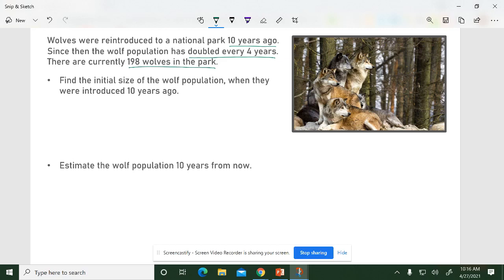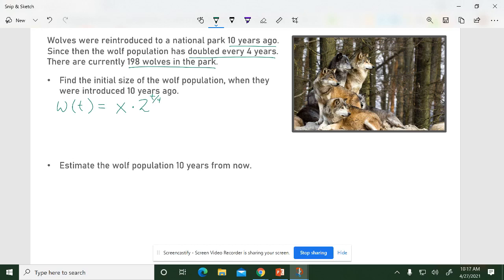Now, if we want to create a function here, we can say W of t is equal to the initial amount. And we don't know the initial amount. Like when we had the rabbits, we knew we started with 200 rabbits. Here we don't know how many wolves we started with. So I'm just going to call that x times the amount we're increasing by. So here it's doubling, so we're going to multiply by 2. And then, since it's doubling every 4 years, we would do t over 4, just like we did t over 5 on the previous problem.